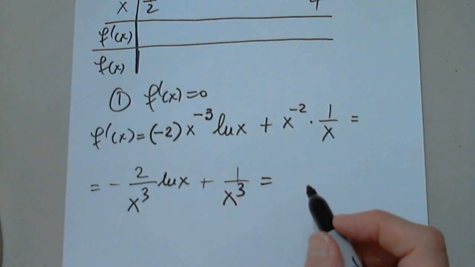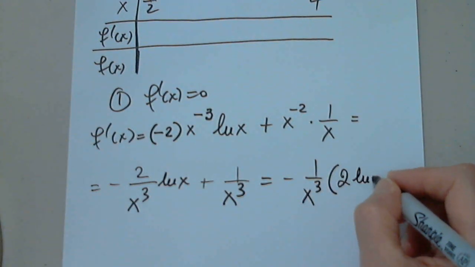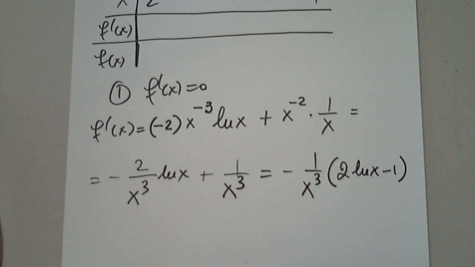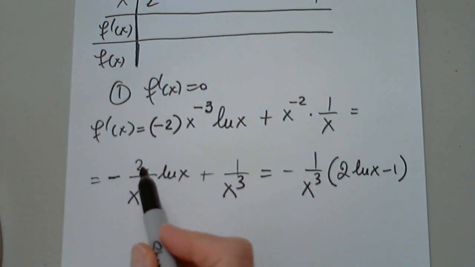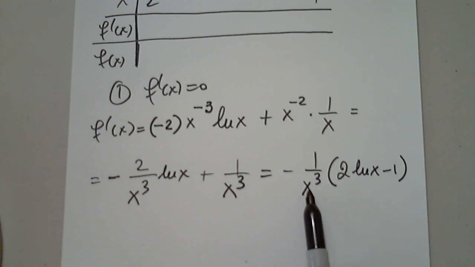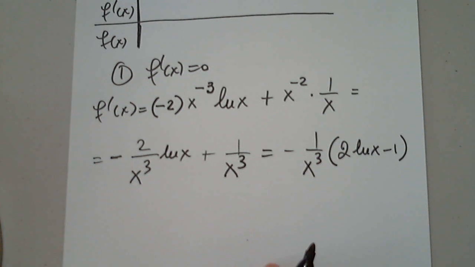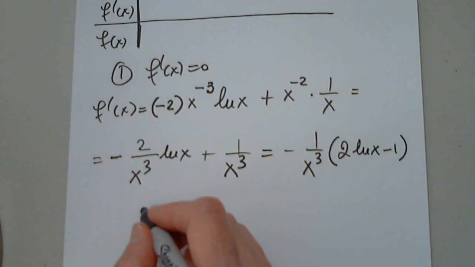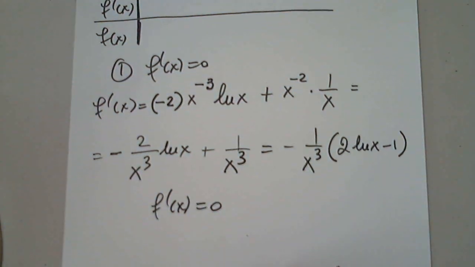I will factor out negative 1 over x to the third, and then I have 2 natural log x minus 1. Negative 1 over x to the third times this is the negative 2 natural log x over x to the third, and negative 1 over x to the third times negative 1 is 1 over x to the third. Good.